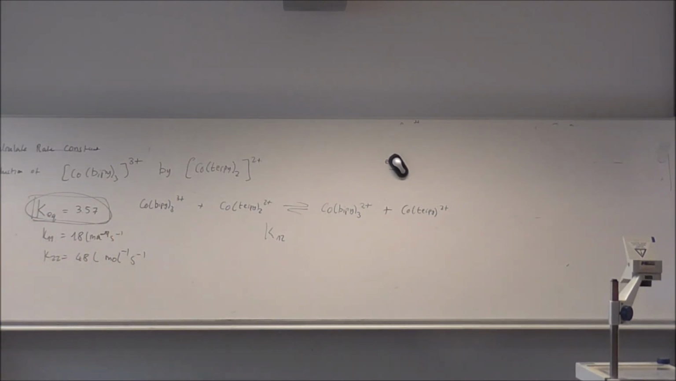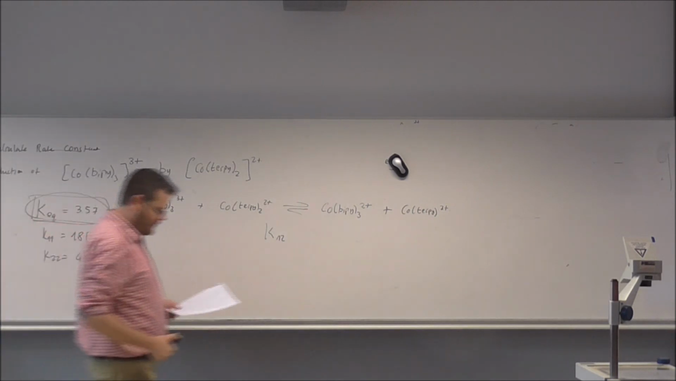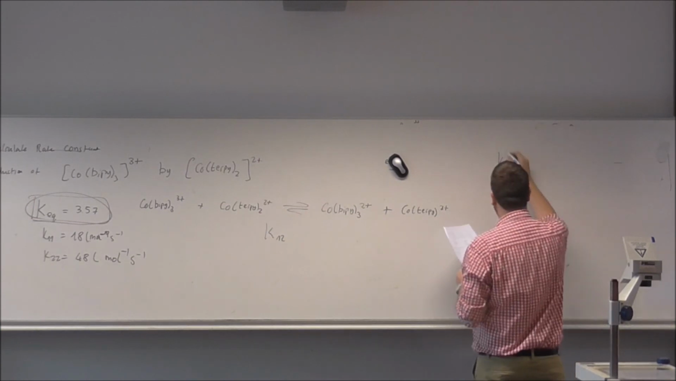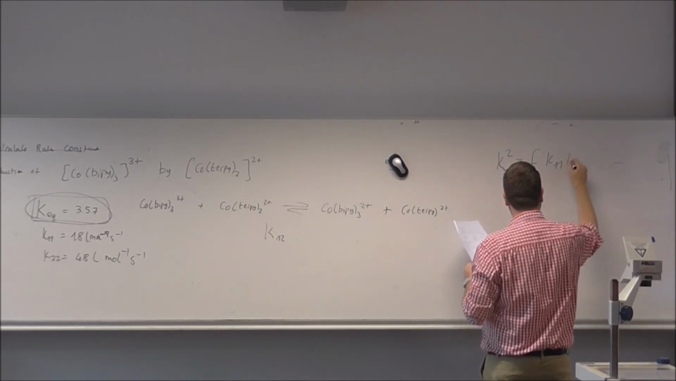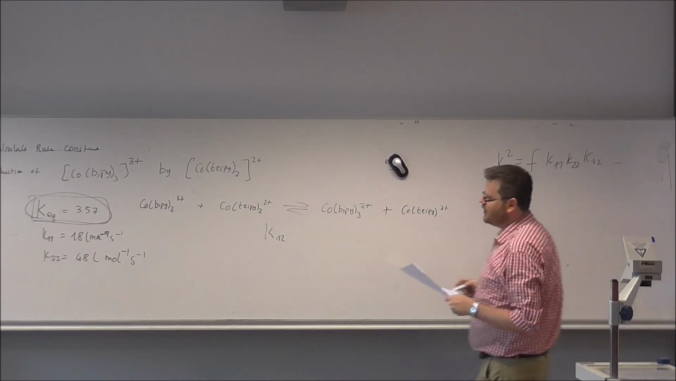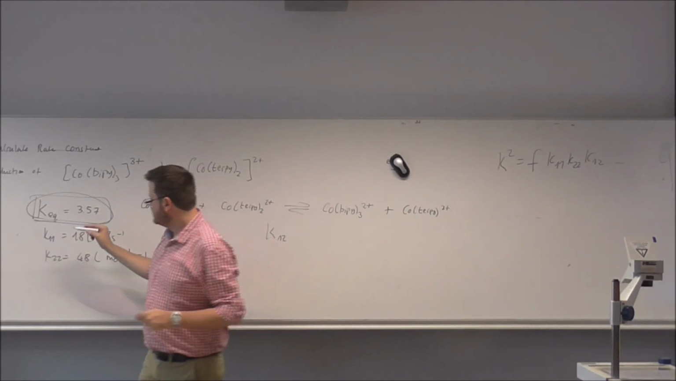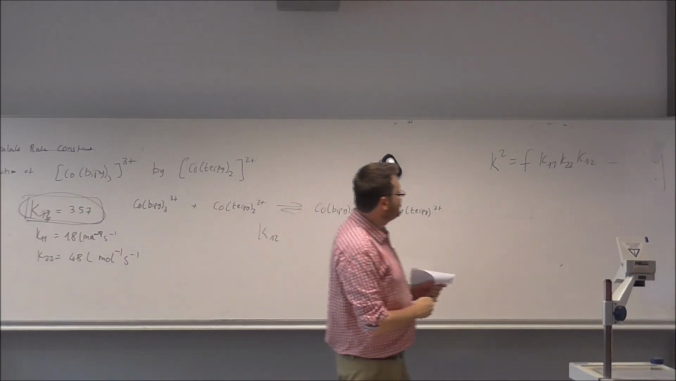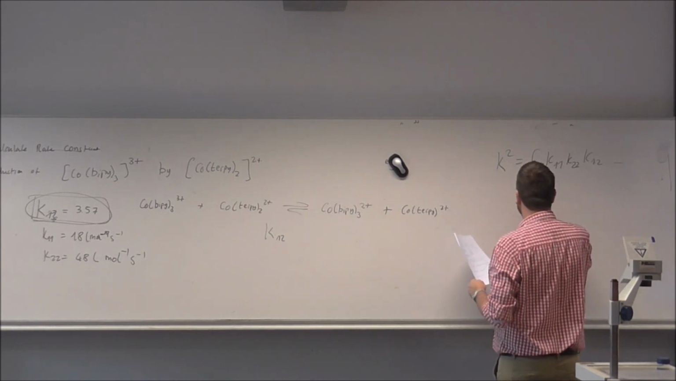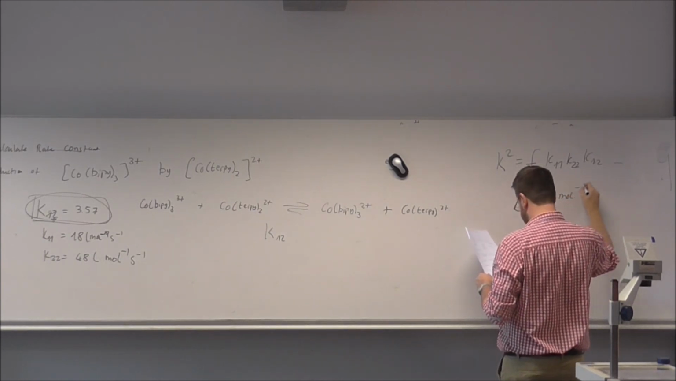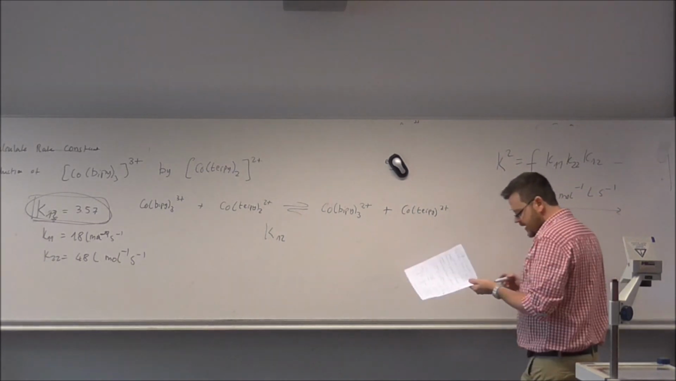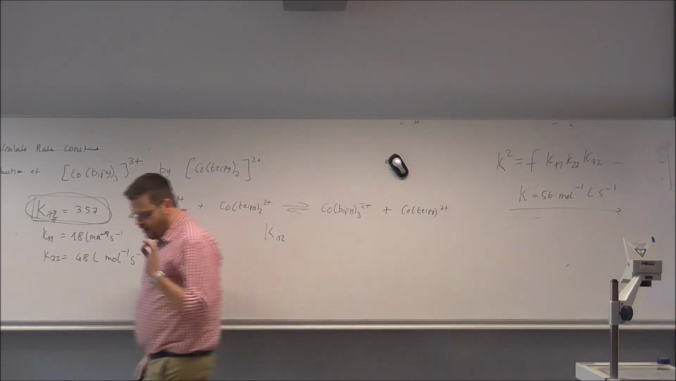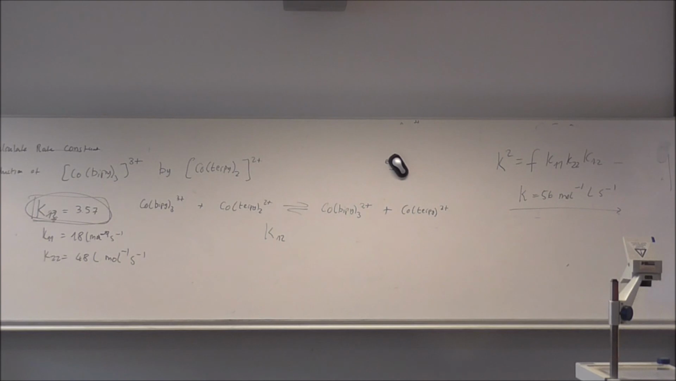Because it's kinetics, don't forget liters per mole second. If you plug those values into this beautiful equation, where K12 is the rate constant of the overall reaction, and you solve, you get a value of 56 liters per mole second. The point is, you can estimate the rate constant of an electron transfer reaction between two species if you know the equilibrium constant and the self-exchange rate constants of the two species participating in that electron transfer reaction.